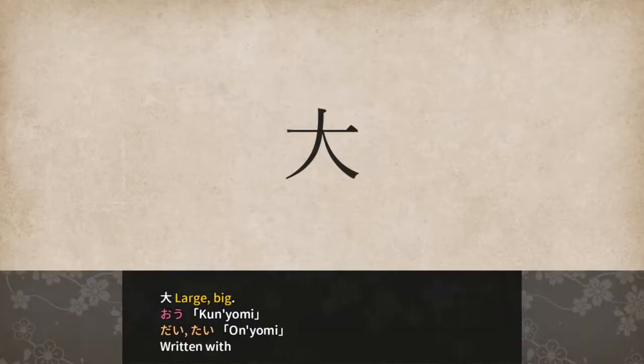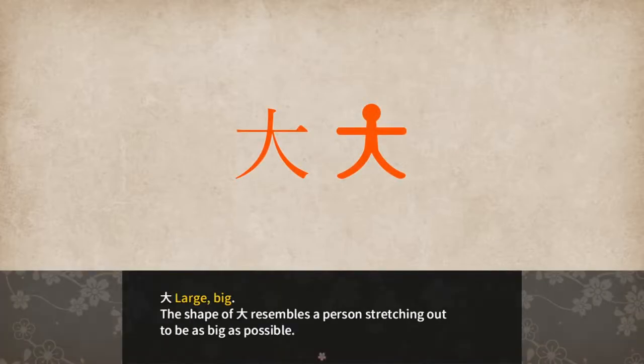O. Large or big. O for kun'yomi and dai or tai for on'yomi, written with 3 strokes. The shape of dai resembles a person stretching out to be as big as possible.